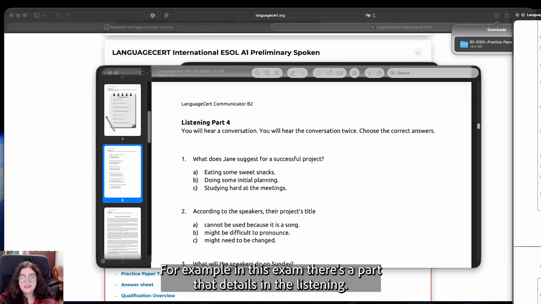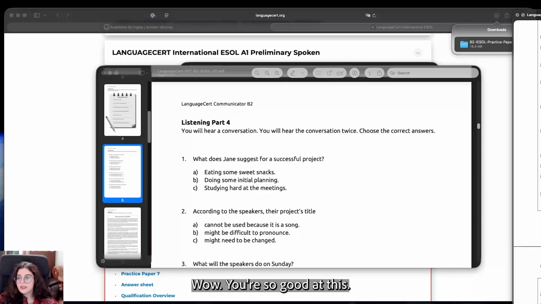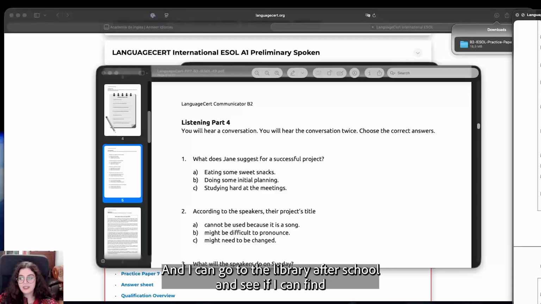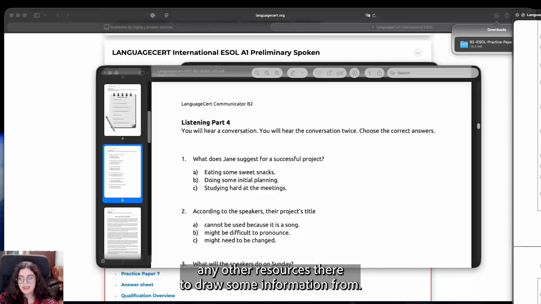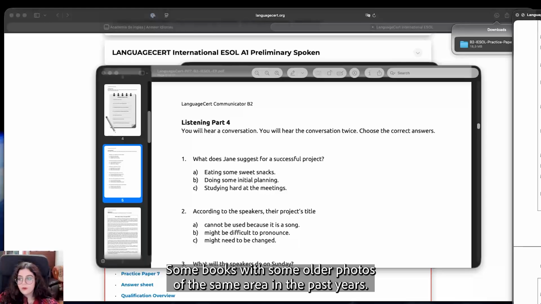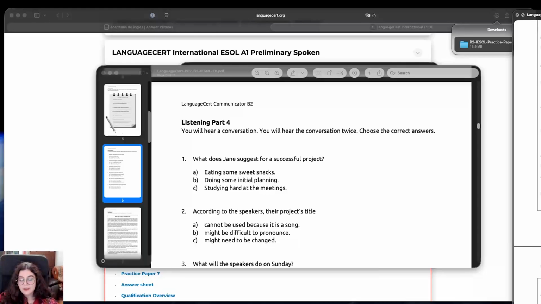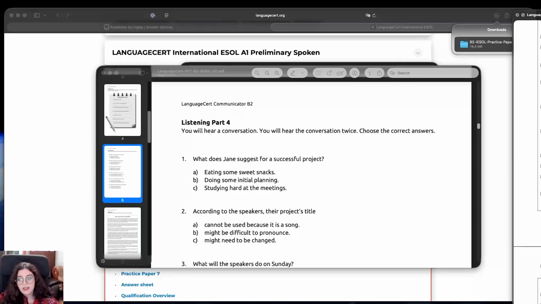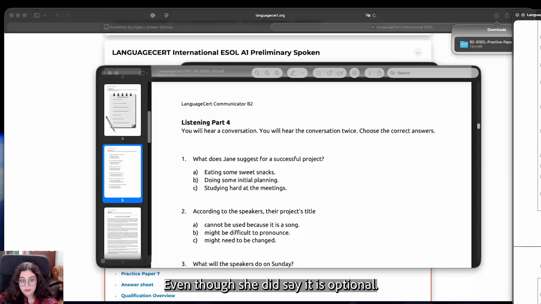For example, in this exam, there's a part in the listening: "Wow, you're so good at this. How about we check the internet and make some notes about the city in general, and I can go to the library after school and see if I can find any other resources there to draw some information from." They respond, "Like what?" And someone else responds, "Well, I don't know, some books with some older photos of the same area in the past years." Another person responds, "Yes, that's great. I think the teacher will appreciate some background information, even though she did say it is optional."